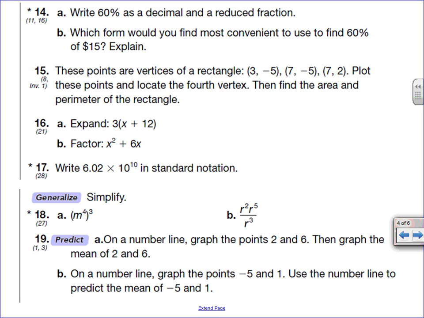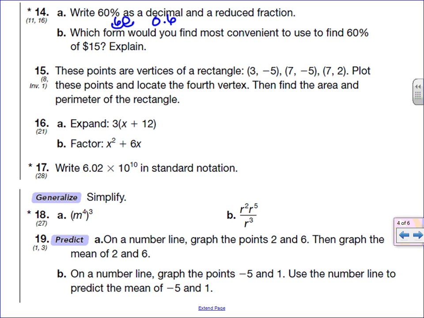Write 60% as a decimal and a reduced fraction. Well, if I'm going to take 60% and turn it into a decimal, I just do the opposite of what I just did. The decimal is here now. So to go back to a decimal, instead of a percent, I move it 2 places to the left, and that would give me 0.60, and I can ignore any zeros after the 6, so it would be 0.6 as my decimal.